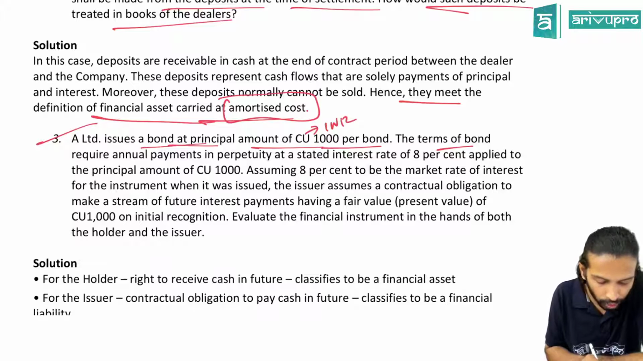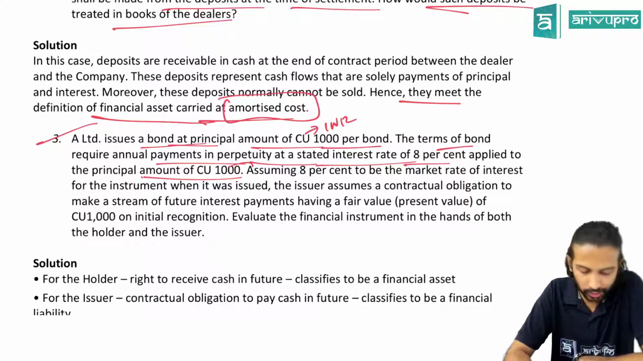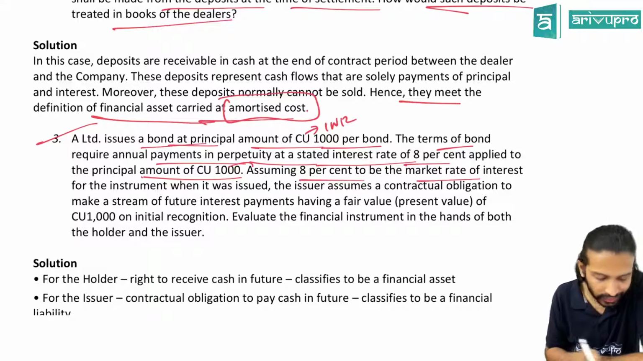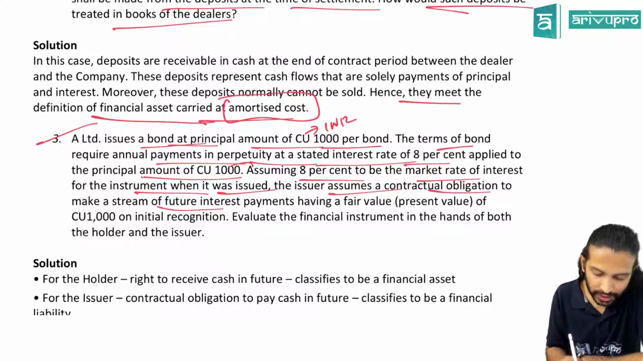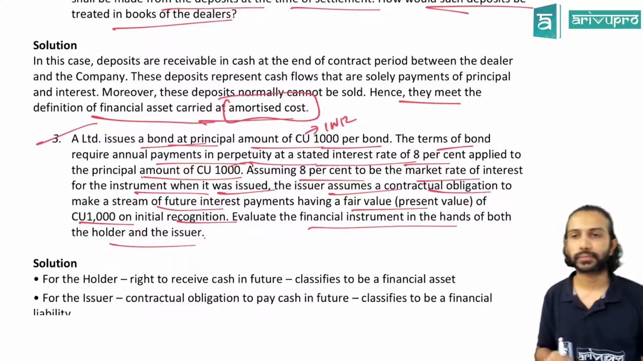The terms of the bond require annual payments in perpetuity at a stated interest rate of 8% applied to the principal amount of 1000. Correct? No, interest is always calculated on principal only, as far as payout is concerned. Assuming 8% to be the market interest rate for the instrument when it was issued, the issuer assumes a contractual obligation to make a stream of future interest payments having a fair value of 1000 on initial recognition. Evaluate the financial instruments in the hands of both holder and issuer.